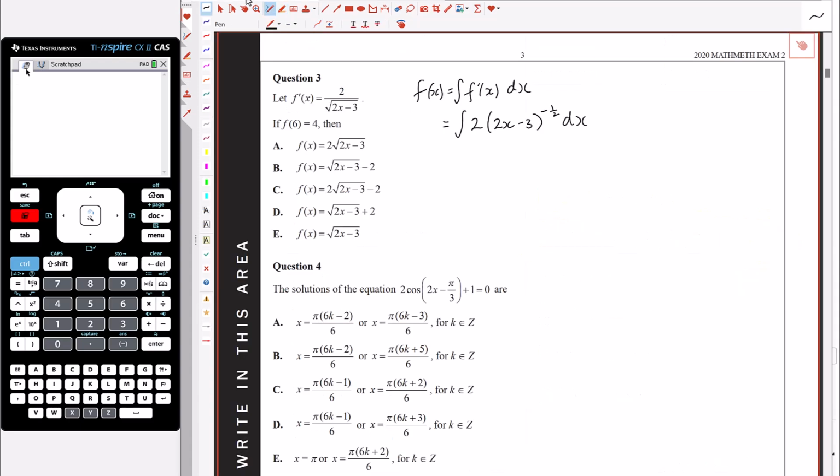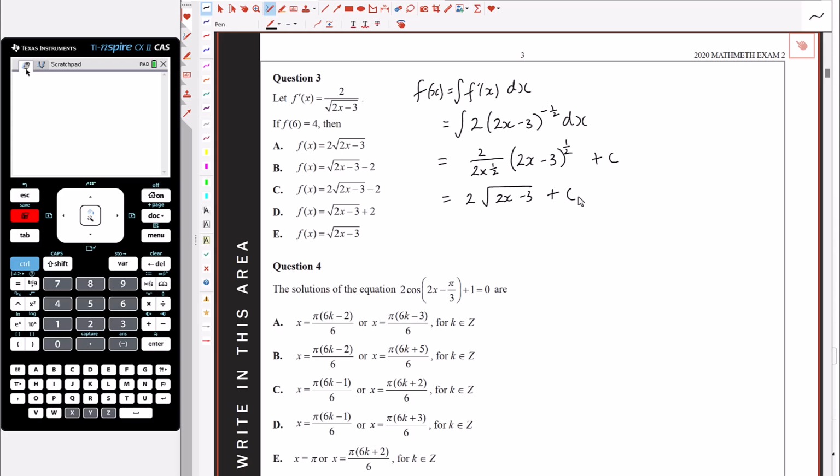Okay, so if I go back over here, again, I could get my CAS to do this if I wanted to, but by the time I type it in, sometimes things aren't as quick. So we're dividing by a, which in this case is 2, and we're dividing by n plus 1, so n is the power. Adding 1 to that gives us +1/2. And then we're going to have 2x minus 3 to the +1/2. We're going to have a plus c though, because it's not a definite integral. Okay, so that's just going to be 2 times the square root of 2x minus 3 plus c.